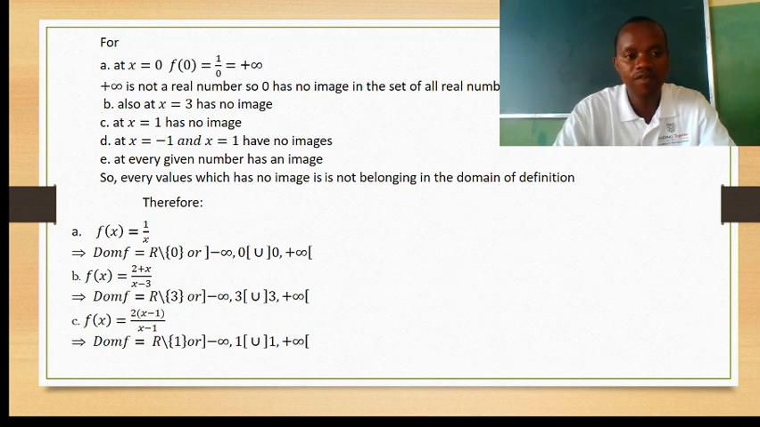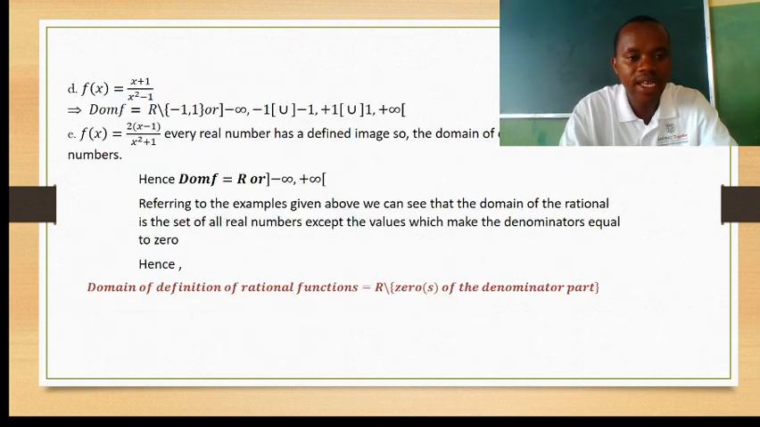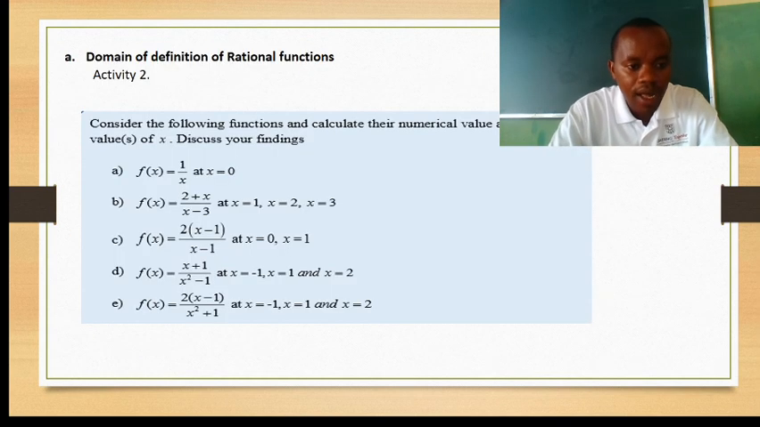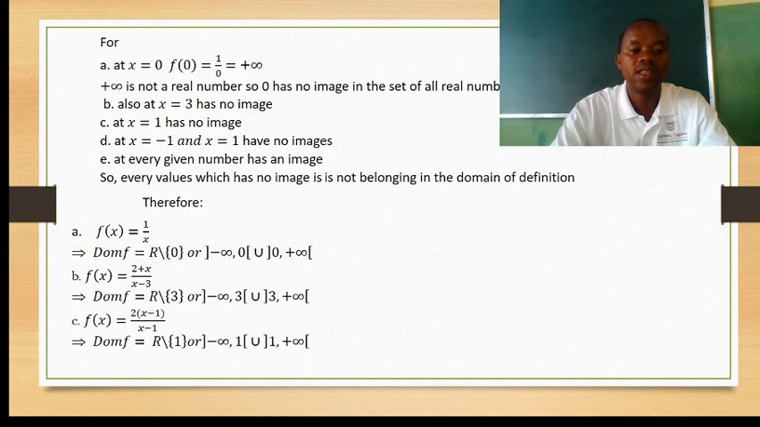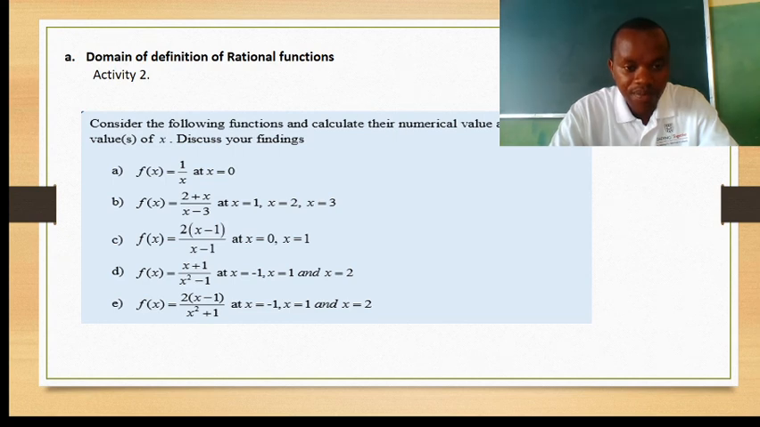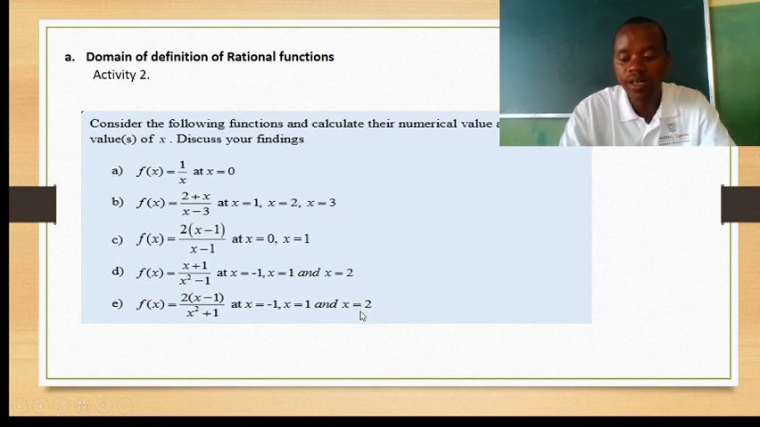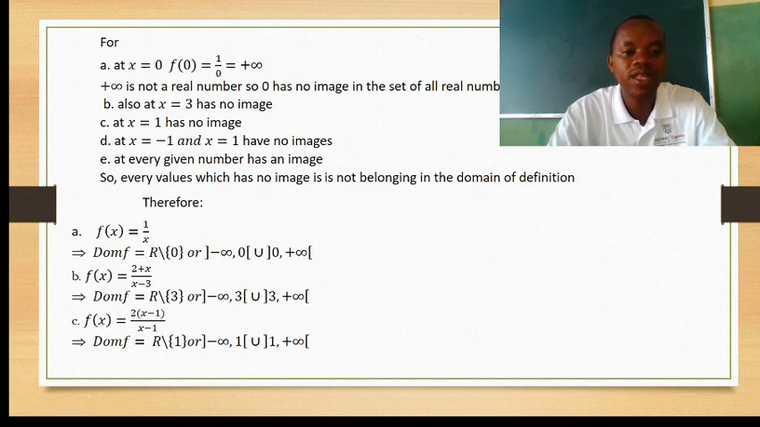For D, at x equal to minus 1 and 1, we don't have the image, but for x equal to 2 we have the image. For E, we have replaced x by minus 1, x by 1, and x by 2. We have found that they have the image. It means that for every value given, we have the image.